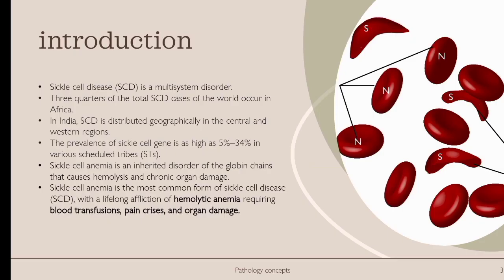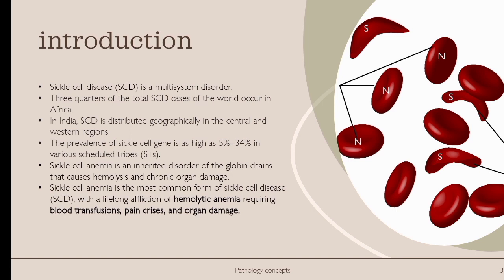Introduction. Sickle cell disease is a multi-system disorder. Three-quarters of the total sickle cell disease cases of the world occur in Africa. In India, sickle cell disease is distributed geographically in the central and western regions. The prevalence of the sickle cell gene is as high as 5% to 34% in various scheduled tribes.